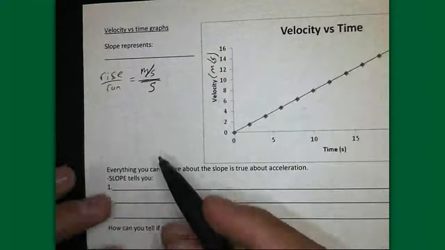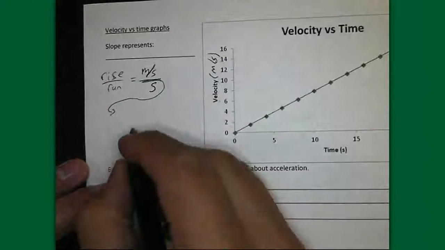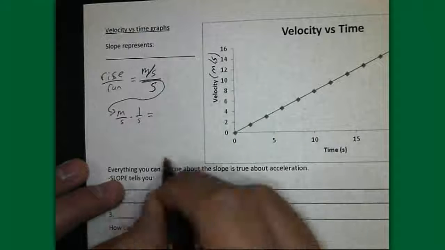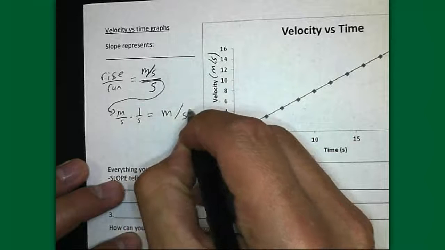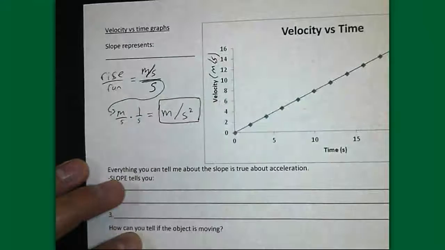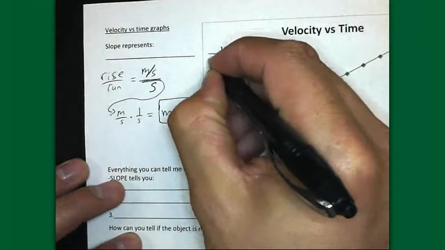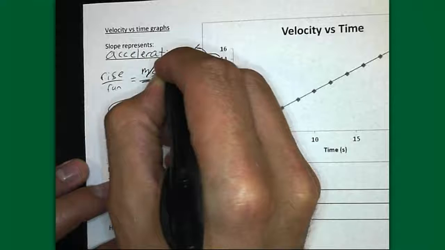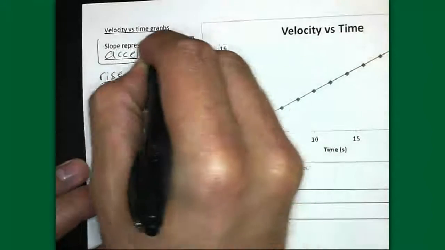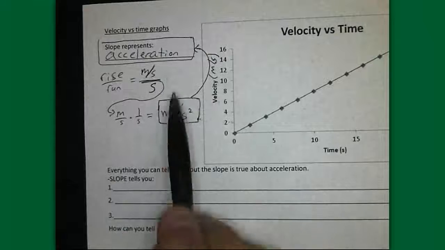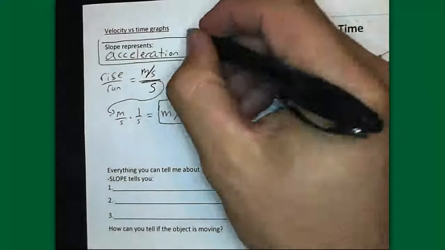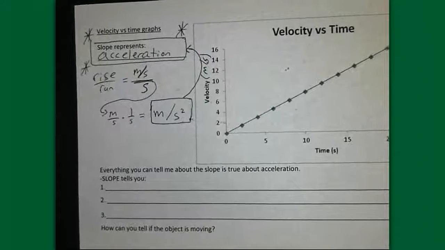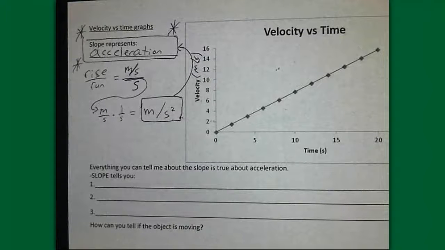That might sound familiar to you, because that is actually equal to meters per second times 1 per second, which if you multiply that out, you get meters per second squared. And you might remember that meters per second squared are the units that we use to calculate acceleration. Therefore, we just proved to ourselves that in a velocity versus time graph, the slope represents acceleration. This is the most important thing that you can remember about the velocity versus time graph. That slope represents acceleration. That's the key to analyzing this graph.